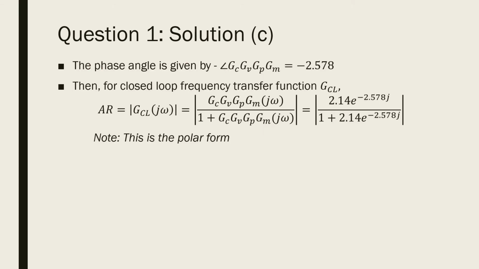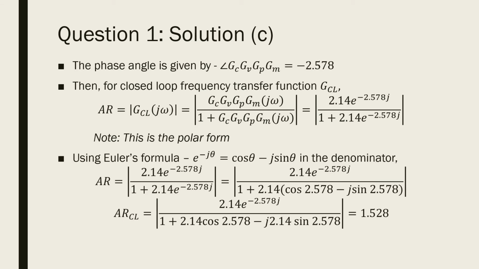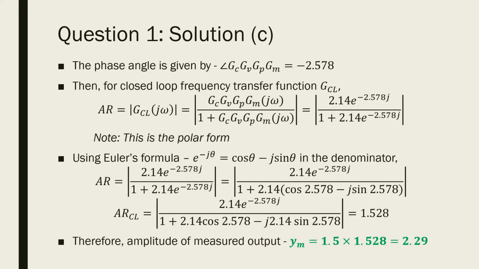The phase angle of the closed loop is calculated to be minus 2.578. Using the open loop amplitude ratio, it is easier to rearrange the closed loop amplitude ratio expression to take the polar form instead of the Cartesian form here. Using Euler's formula for the exponential of negative j theta further simplifies the polar form of the closed loop amplitude ratio, which is calculated to be 1.528. Then, the amplitude of the output signal for the given input sinusoidal set point change under closed loop conditions is calculated to be 2.29.